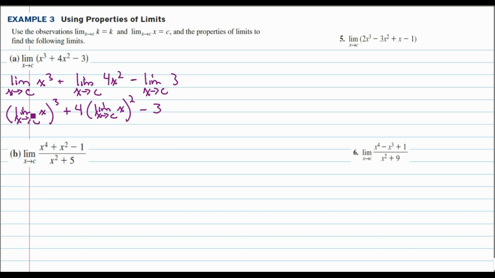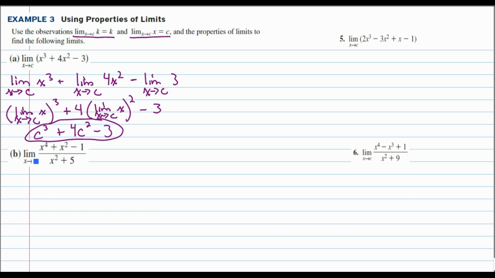So now one last step. The limit as x approaches c of x is in fact c, and then I cube it, plus the limit as x approaches c of x is c, so then I have the 4 in front and I'm squaring the c value, minus 3. So this is the answer, but it was important that you show your work and only use the basic limit properties that were shown in the instructions.